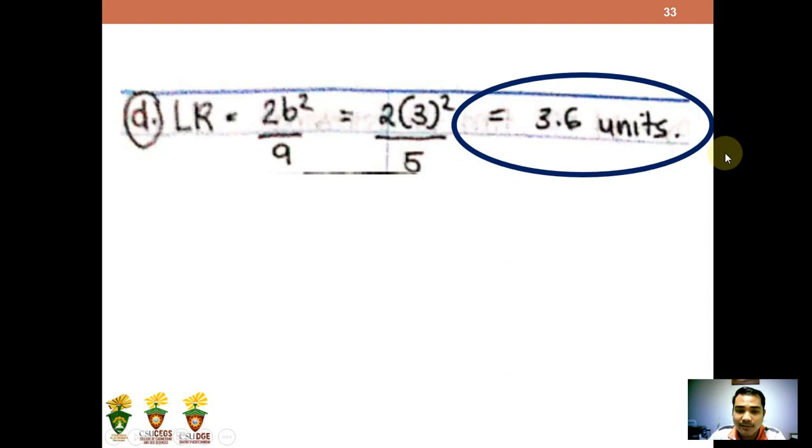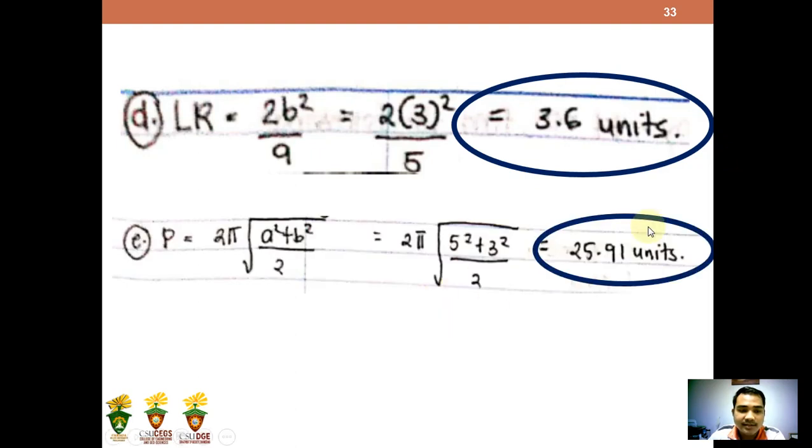It is just units since no unit like meter was given. Next is the perimeter. The formula is 2 pi times the square root of a squared plus b squared over 2. Substituting the values of a and b, we get 25.91 units.